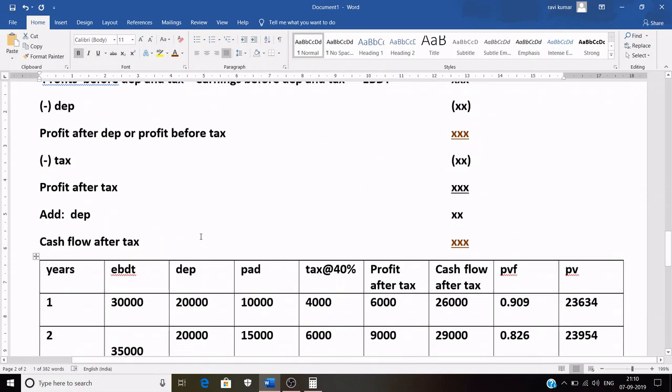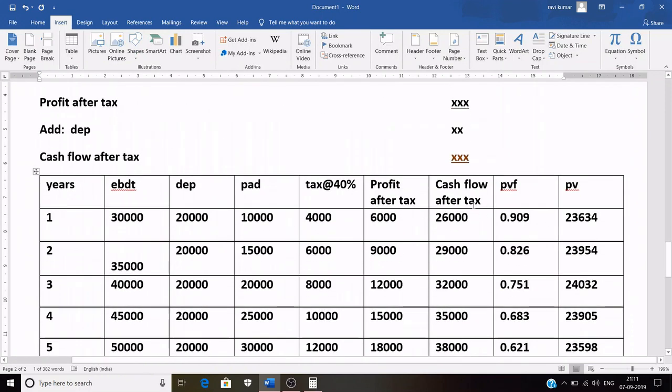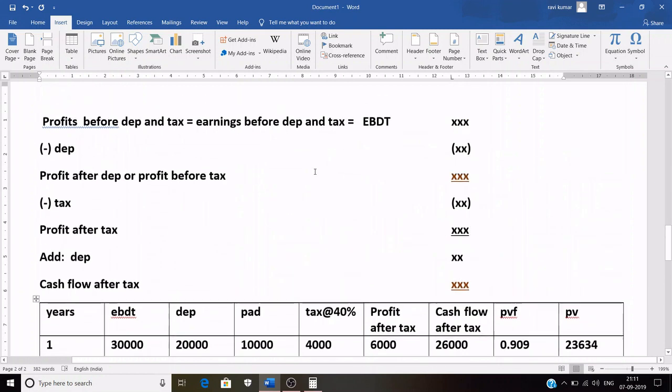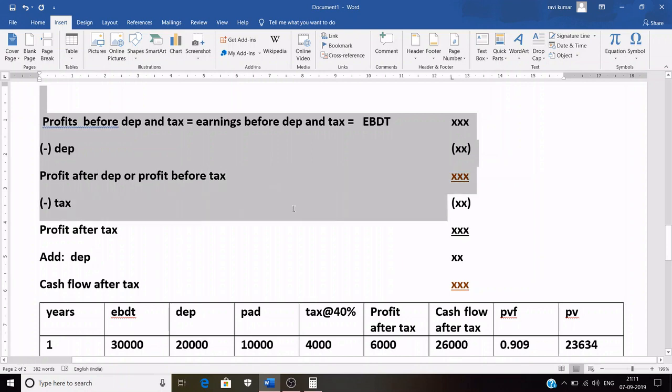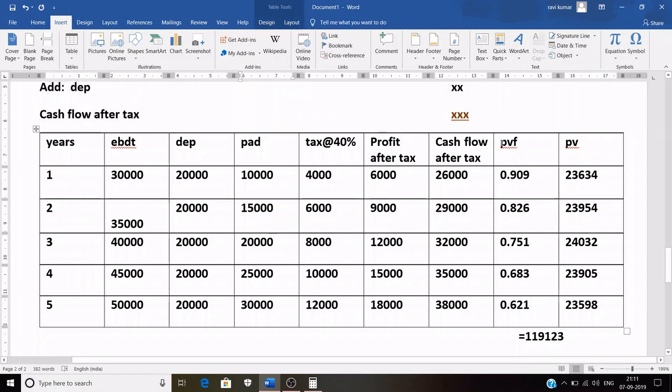Let me remind you of what we have done till now. First of all, we calculated cash flow after tax, because we have to calculate present value of cash flow after tax, not of EBDT, that is earning before depreciation and tax. After calculating cash flow after tax through this procedure for each year, we repeated this procedure from the first year to the fifth year. Then we calculated present value factor, which I explained through the calculator.